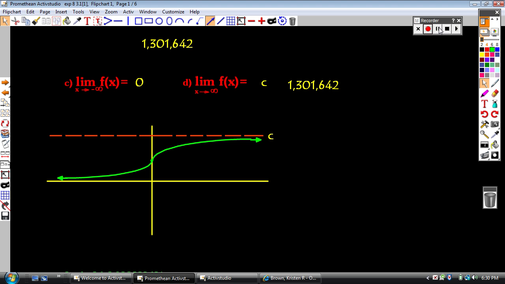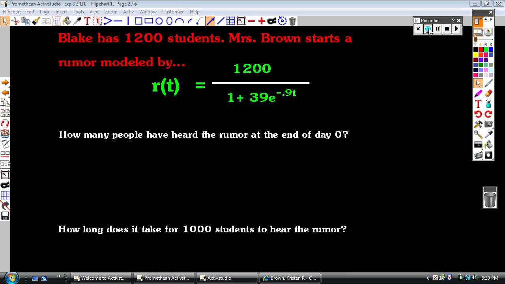Let's look at another example. So here's the next example. Blake has 1,200 students. That would be our maximum capacity in this equation. Mrs. Brown starts a rumor modeled by this logistic function. There are only so many students in Blake High School that will hear the rumor. So the first question is, how many people have heard the rumor at the end of day 1, day 0? It sounds like day 1, but it's the initial day. So technically, we mathematically use day 0 when we plug into the equation.